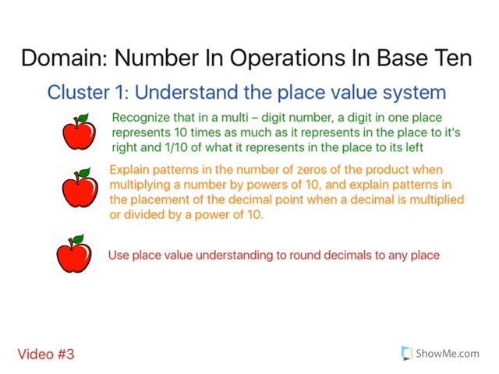The second concept is to explain patterns in the number of zeros of the product when multiplying by powers of 10, and explain patterns in the placement of the decimal point when a decimal is multiplied or divided by a power of 10. And our final concept will be to use the place value system to round decimals to any place.